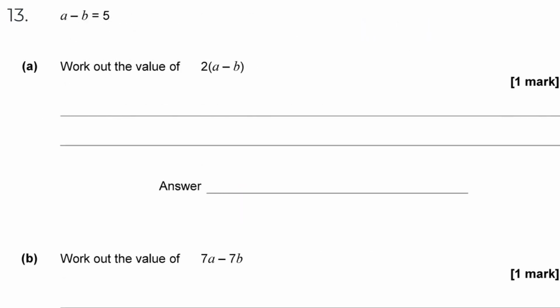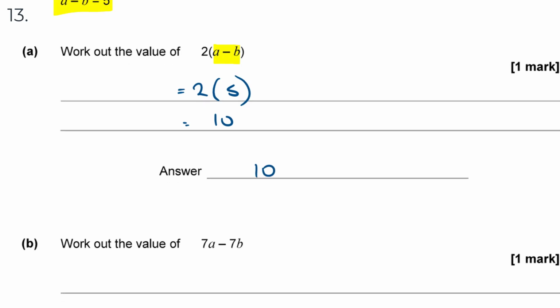a minus b is equal to 5. Part A says work out the value of 2 lots of a minus b. Now note that we don't know what a and b are, but we do know that a subtract b is 5. It's given here. So if a minus b is equal to 5, I can replace this a minus b in here with the value of a minus b, which is 5. So in other words, I've got 2 lots of 5 here, and 2 lots of 5 is just 2 times 5, which is 10.